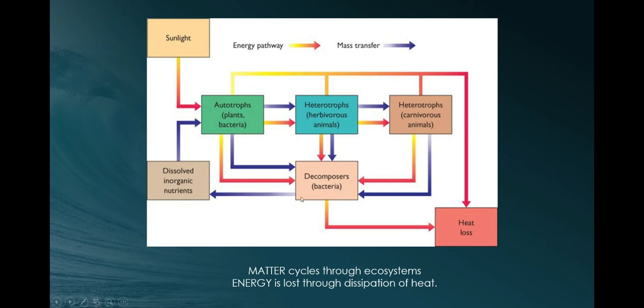Mass, however, matter recycles. And you can see we have this cycling that goes around and around and around. So this is the difference between matter and energy in an ecosystem.